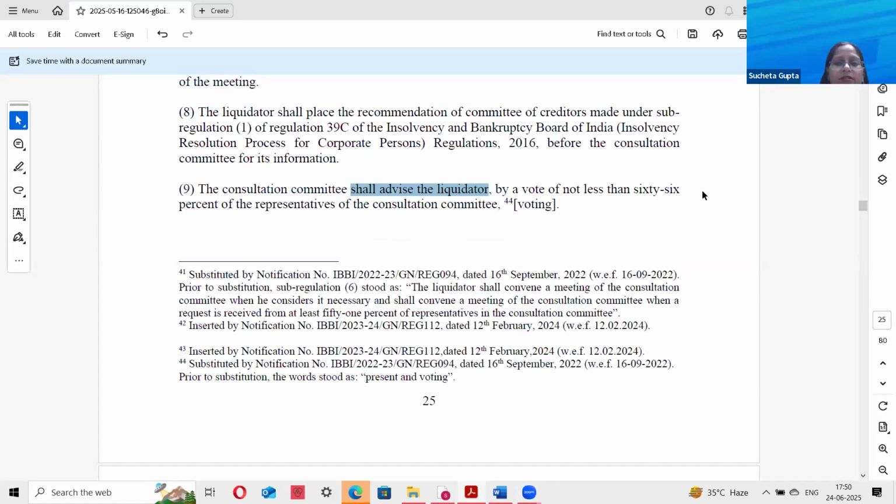Vote not less than 66%. When the act says 66% of the representatives, that means the matter is really serious, and they want it to be almost a consensus. See the scheme of the act. Sir, it is a serious matter. We cannot dilute it to just present and voting.